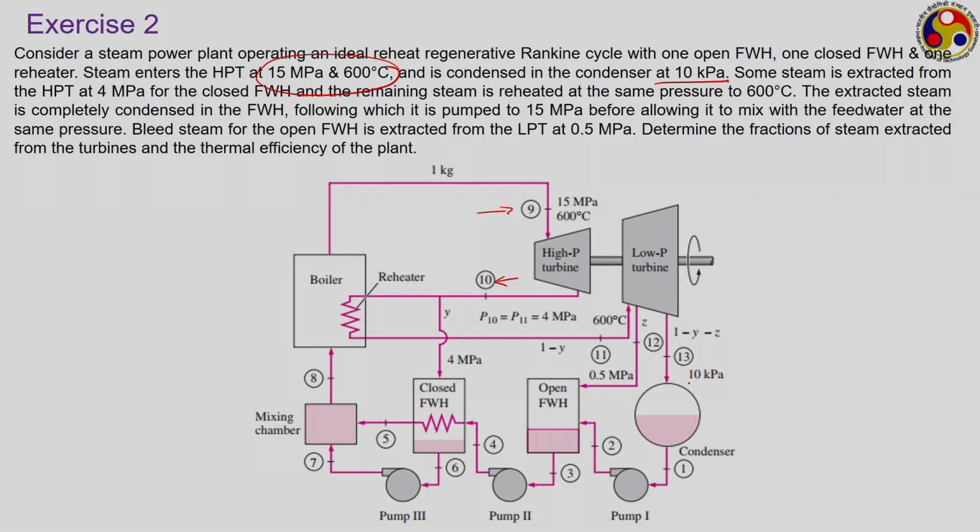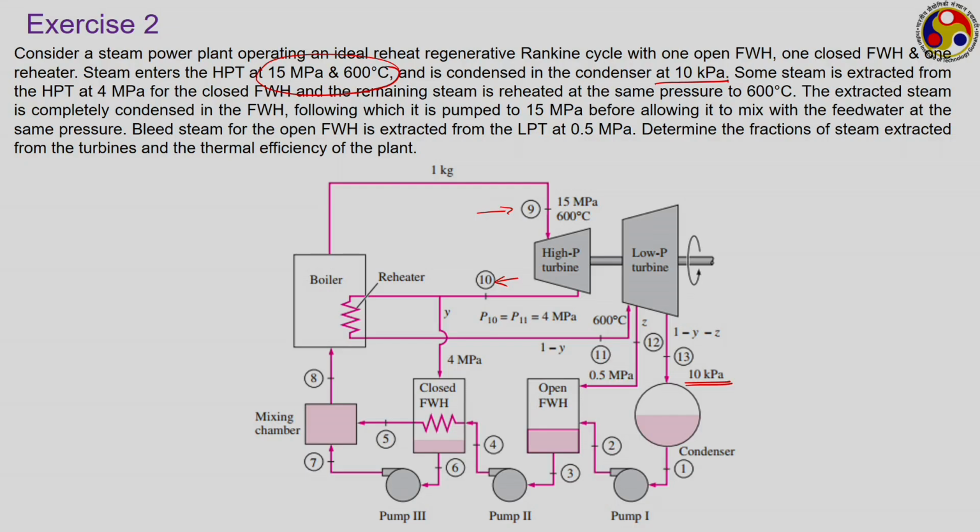So, this 10 kilopascal is the final pressure at the exit of the low pressure turbine and also in the condenser. Some steam is extracted from the high pressure turbine at 4 megapascal for the closed feed water heater, and the remaining steam is reheated at the same pressure to 600 degree Celsius.